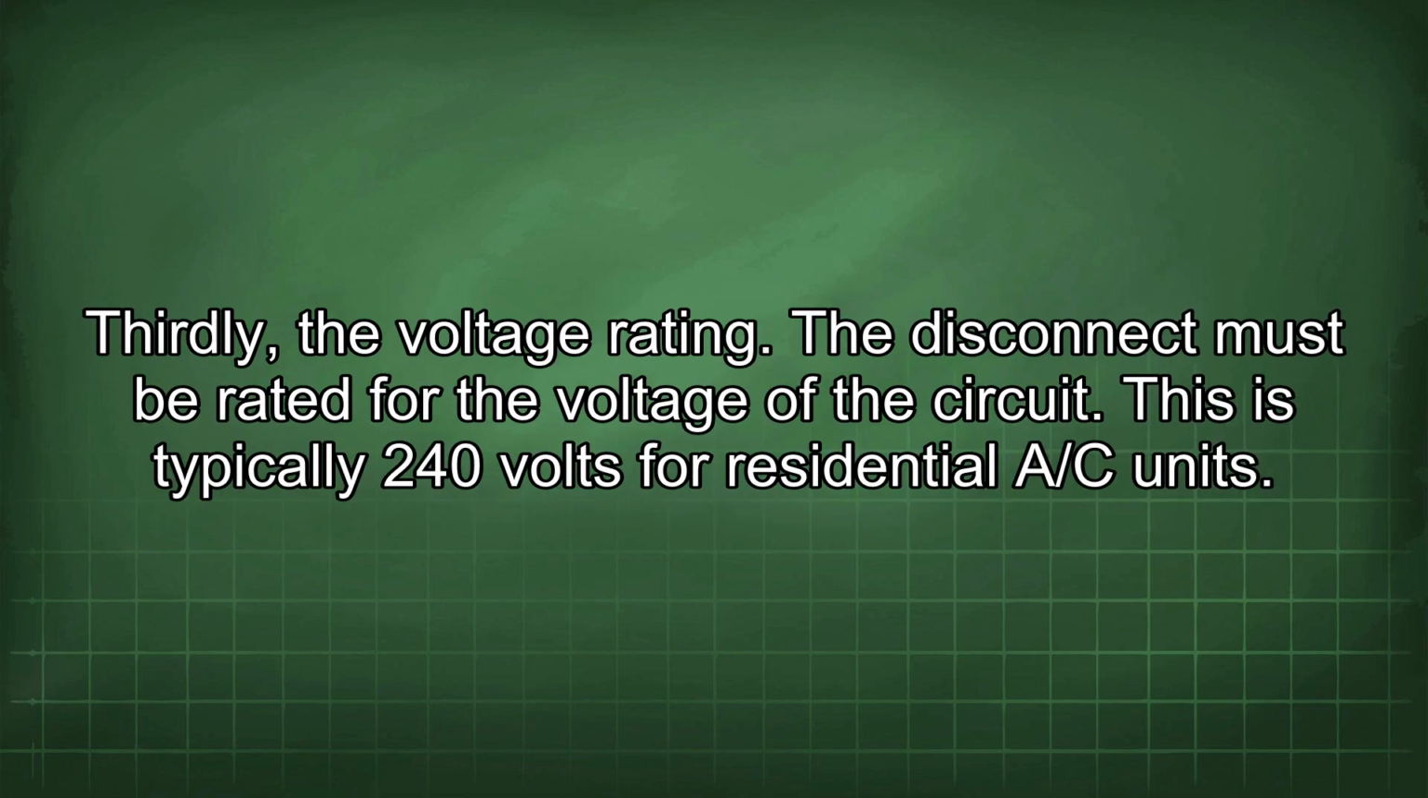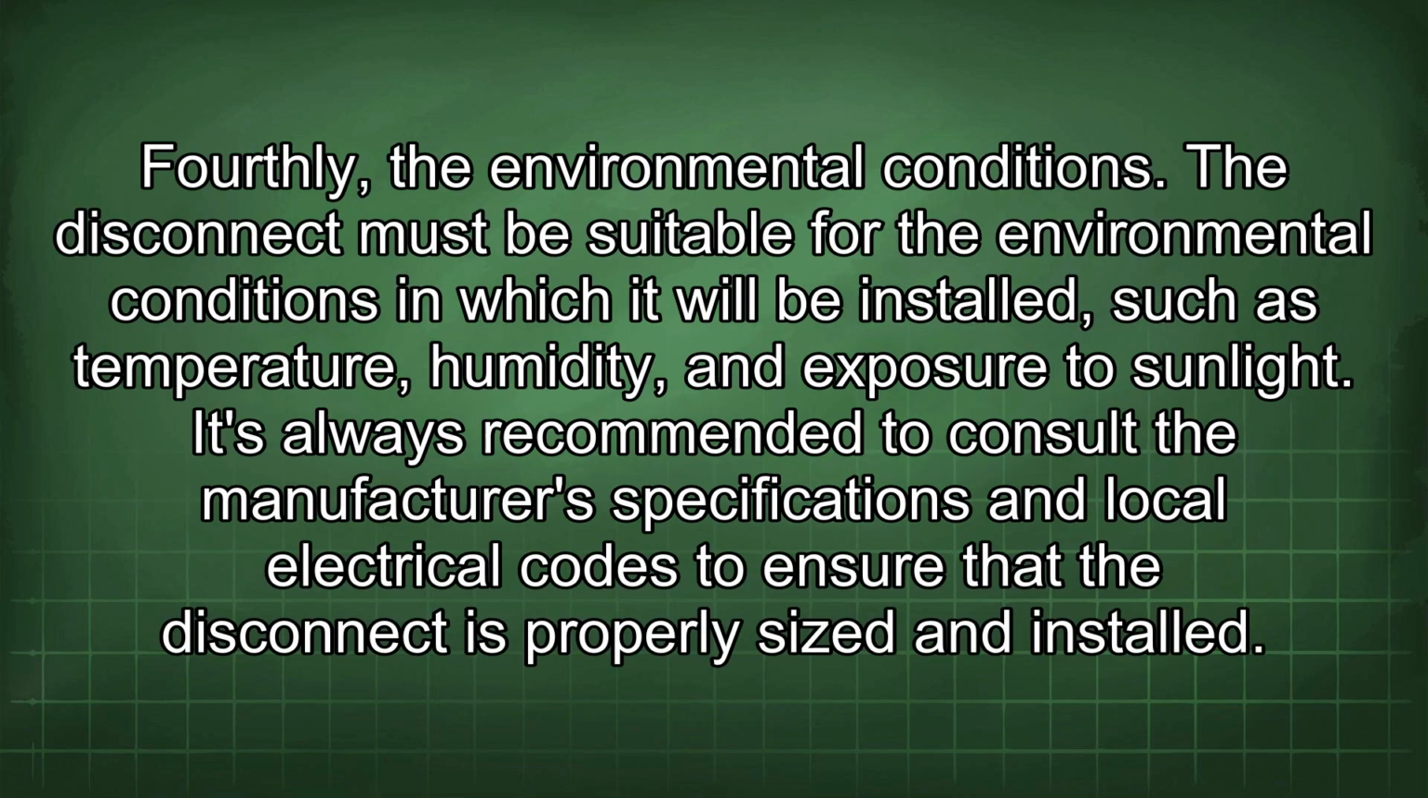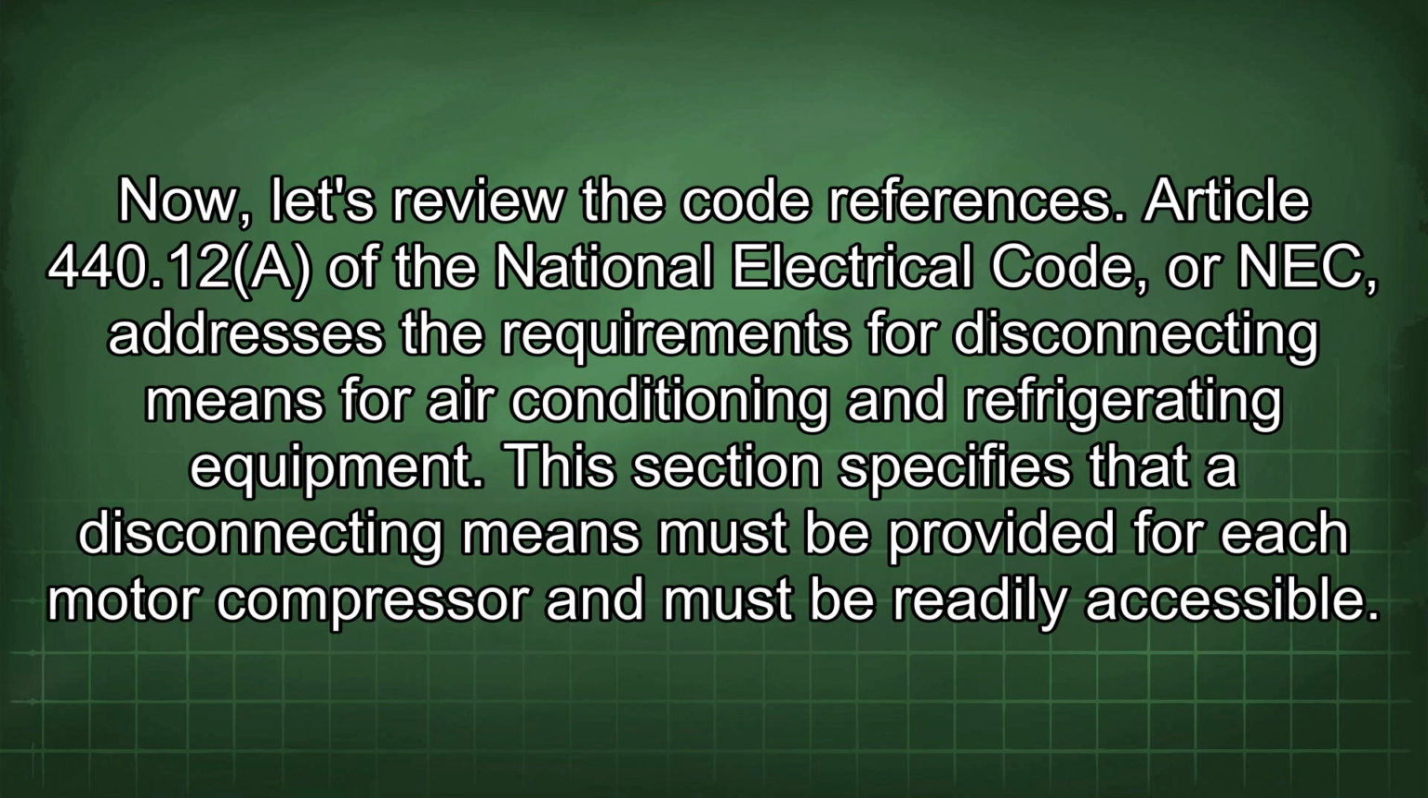Thirdly, the voltage rating. The disconnect must be rated for the voltage of the circuit. This is typically 240 volts for residential A/C units. Fourthly, the environmental conditions. The disconnect must be suitable for the environmental conditions in which it will be installed, such as temperature, humidity, and exposure to sunlight. It's always recommended to consult the manufacturer's specifications and local electrical codes to ensure that the disconnect is properly sized and installed. Now, let's review the code references.